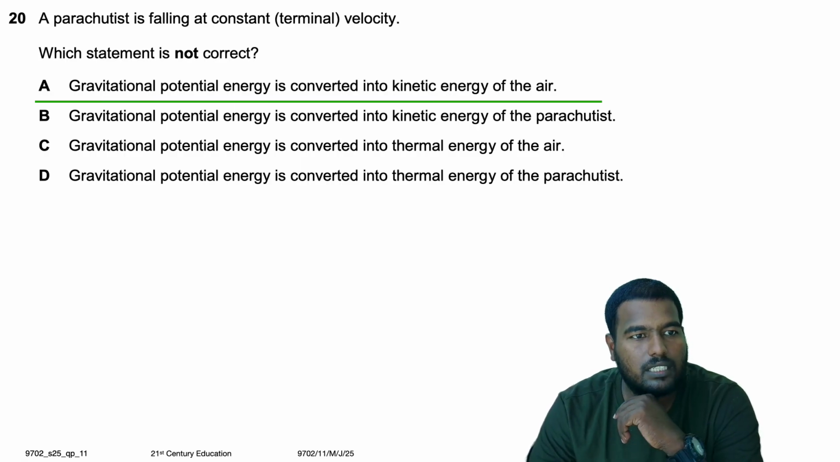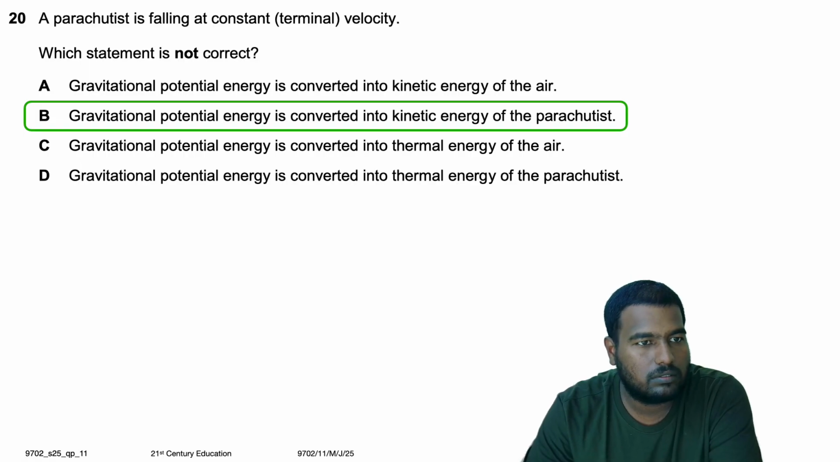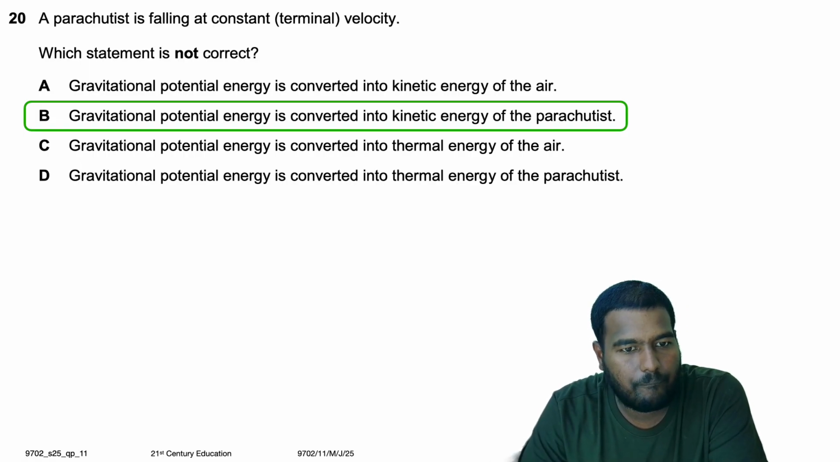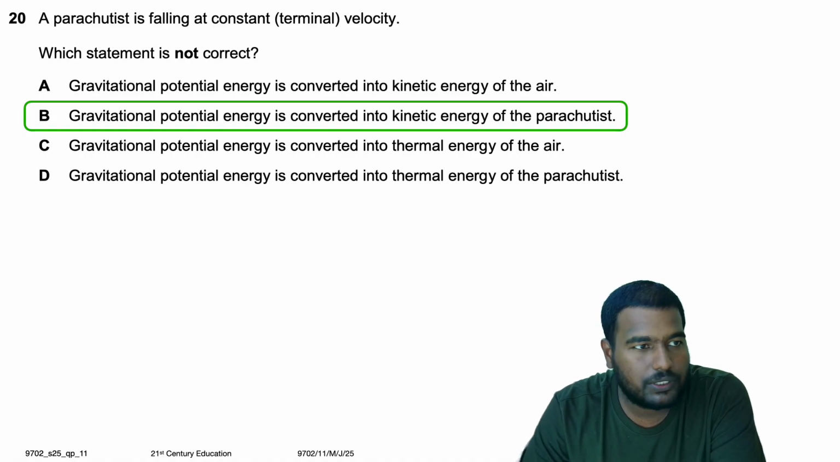Gravitational potential energy is converted into kinetic energy of the parachute. We'll see why all the other options are right.